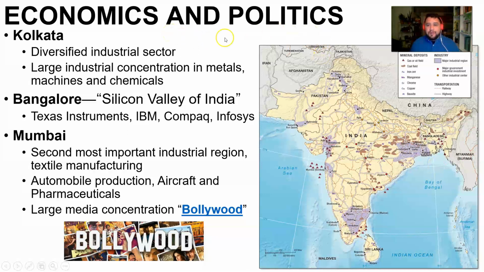In addition to its religious diversity, the region also has an economic diversity, especially in India. As one of the largest countries in the world with vast resources, India has been able to develop after British independence its own industries, especially in the city of Calcutta, modern-day Calcutta here on the border with Bangladesh in eastern India. Calcutta has become an important center of industry, especially large concentrations of metals, machines, and chemical industries. So Calcutta is definitely one of the industrial centers of India.